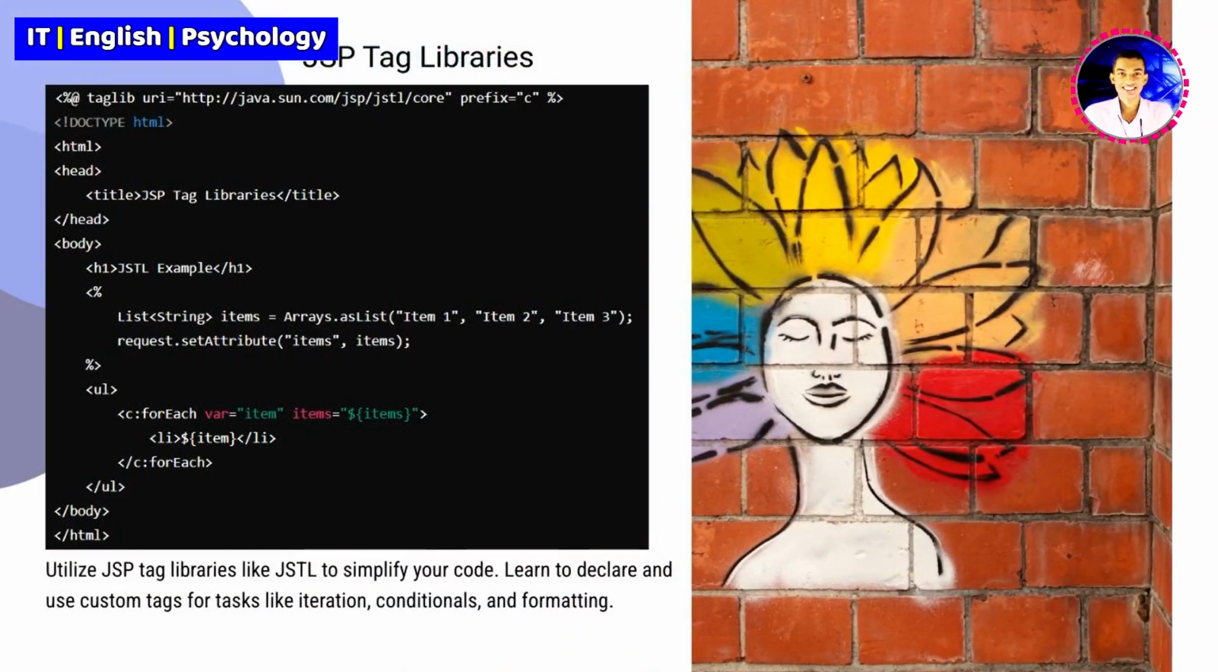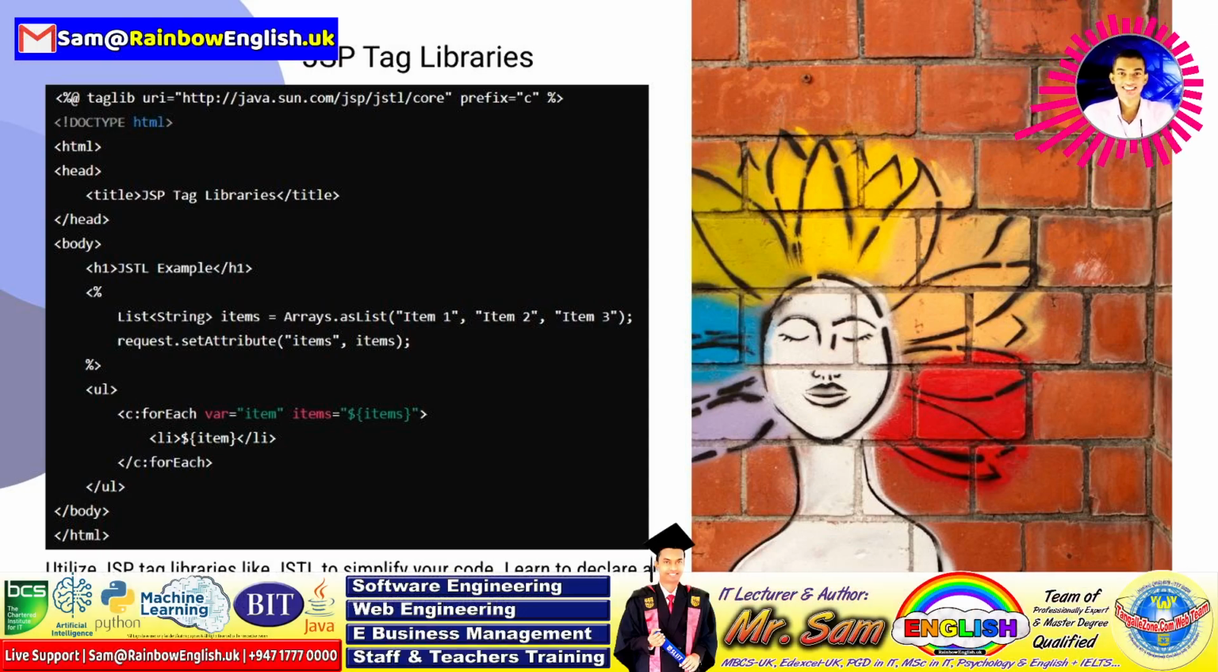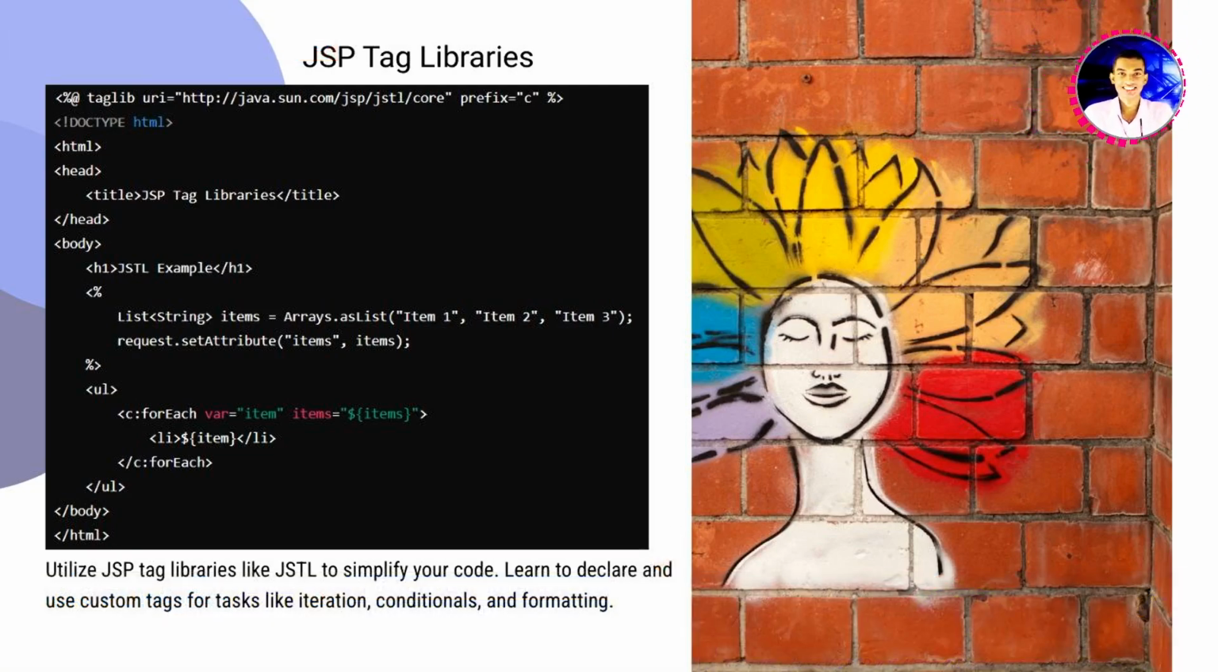JSP tag libraries, taglibs, provide a way to encapsulate reusable functionality into custom tags, making your JSP code cleaner and more maintainable. The most common tag library is the JavaServer Pages Standard Tag Library, JSTL, which provides tags for common tasks such as iteration, conditionals, and data formatting. To use a tag library, you need to declare it in your JSP page using the <%@ taglib %> directive and specify the URI and prefix. Once declared, you can use the custom tags in your JSP pages.